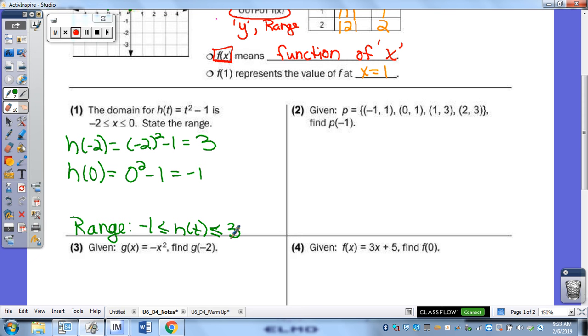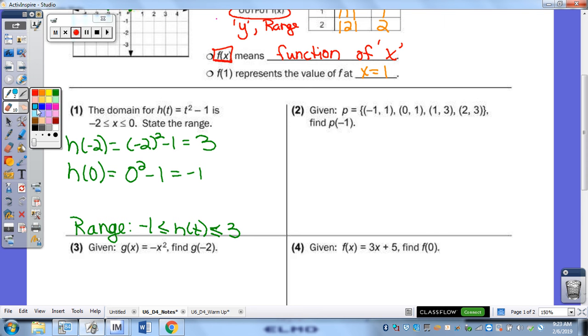So that's why you want to plug both of them in. You plug in both extremes, the beginning and the last number, and figure out what you get. That's going to be your range. Now this one happened to work out so that you had to switch the values around to go least to greatest. Sometimes it actually stays in the same order as the domain does.